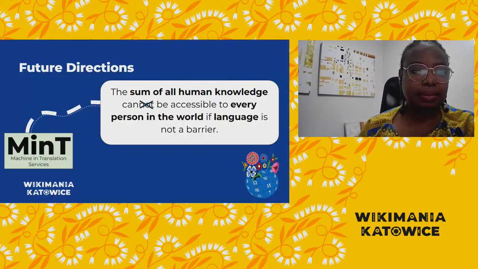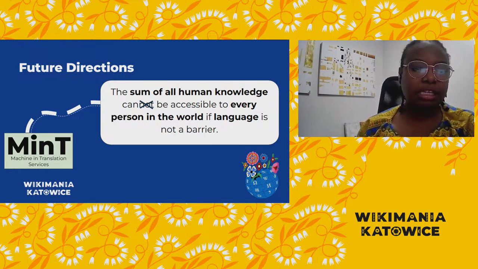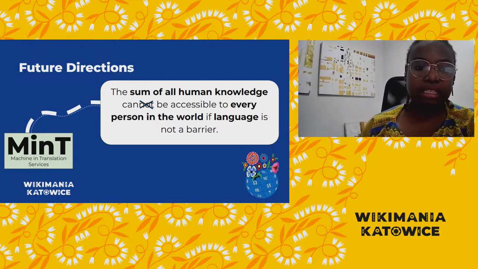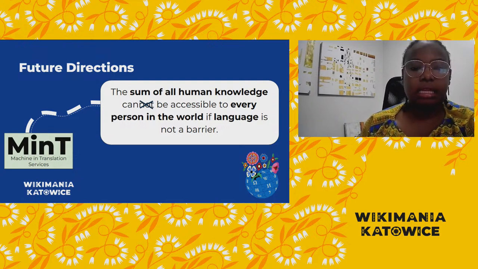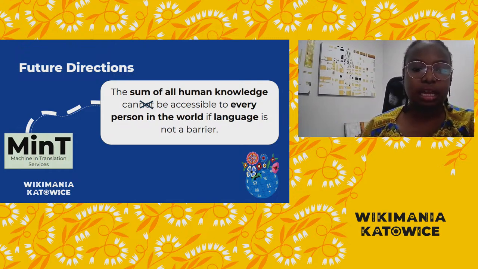Next slide, please. With what the Wikimedia Foundation language and product localization team has achieved so far with the different Mint initiatives, we hope to continue working to, one, make Mint APIs available for the broader internet, and two, extend the services to other projects based on needs. So in conclusion, the team's ambitious goal is to reach a state where the sum of all human knowledge can be accessible to every person in the world, because language will no longer be a barrier.